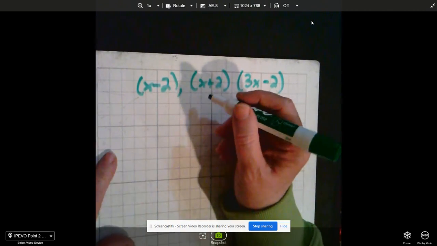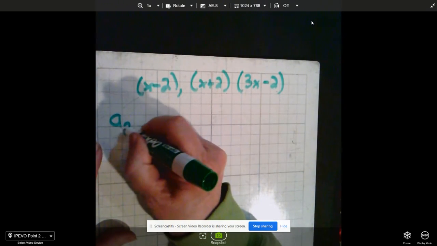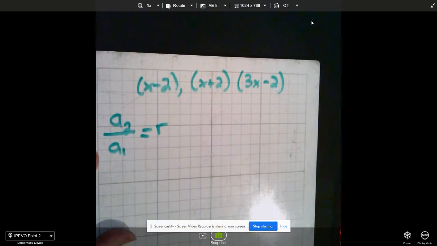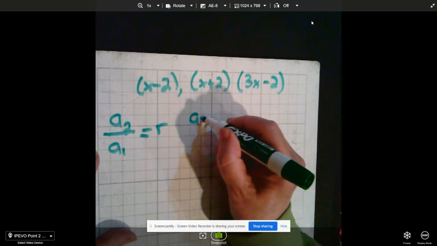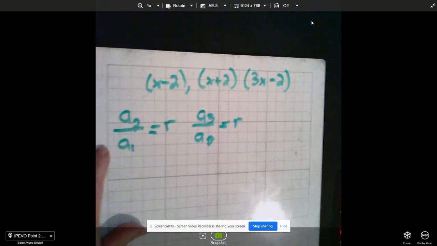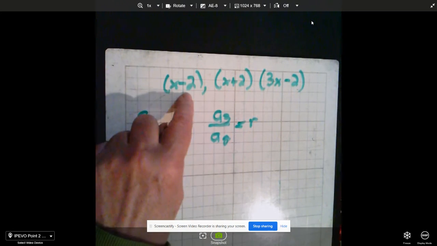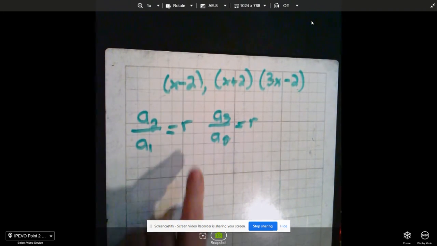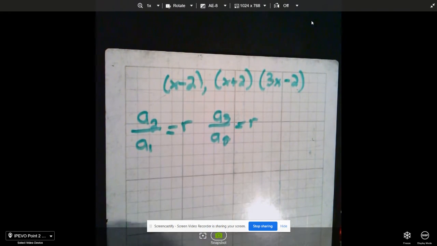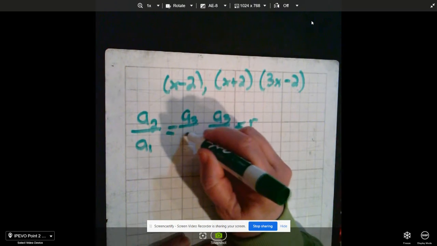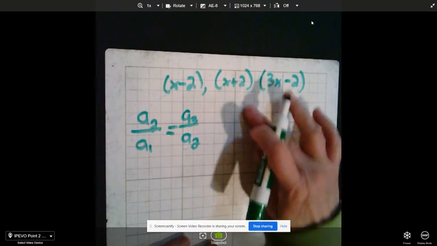So basically what that is saying is if I take A2 and I divide it by A1, I'll get some common ratio. And if I take A3 and divide it by A2, I will get some common ratio. Right? If I take this divided by this, I would get my R, or if I get this divided by this, I get R. Well, since these are both equaling R, I can set them equal to each other. So I can say this would be A3 over A2.